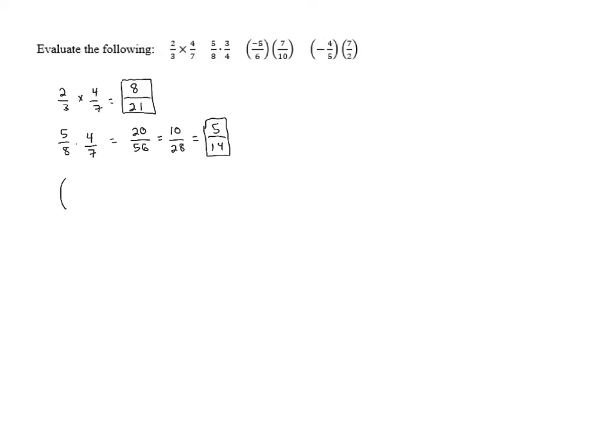All right, so the next one, we've got -5/6 times 7/10. We will multiply straight across again. In the numerators, -5 times 7 is -35. In the denominators, 6 times 10 is 60. And here we can reduce by a factor of 5. So if we divide the top and bottom by 5, we get -7 and 12, which is -7/12. Equivalently, this is the same as if we put the negative out front and write -7/12.